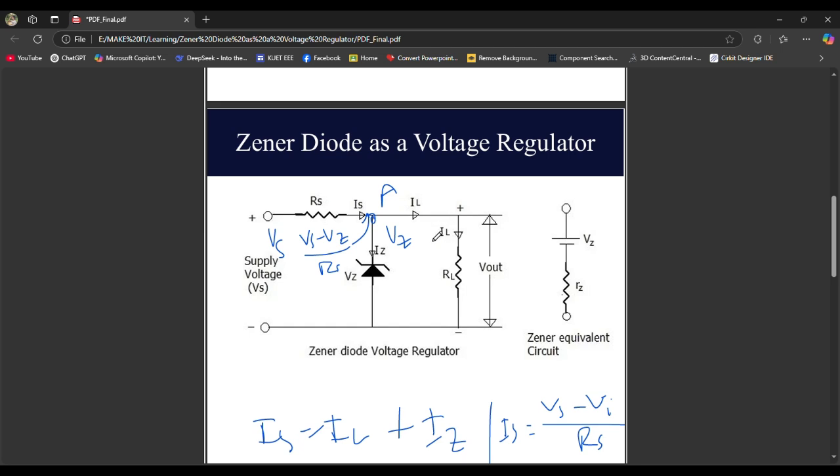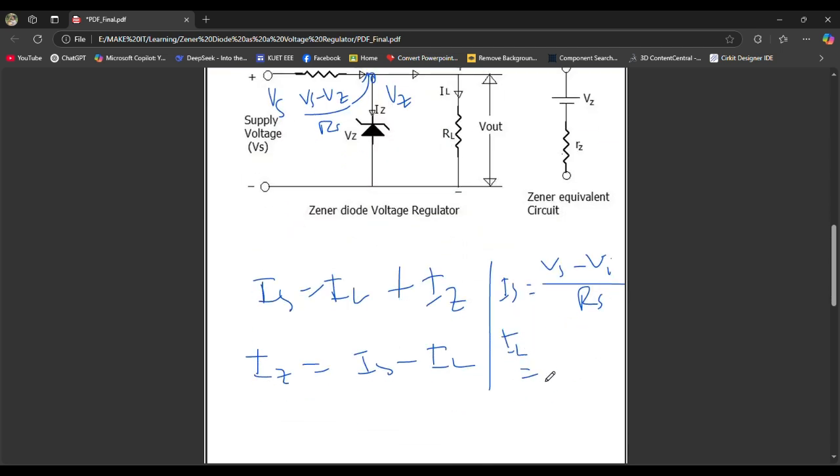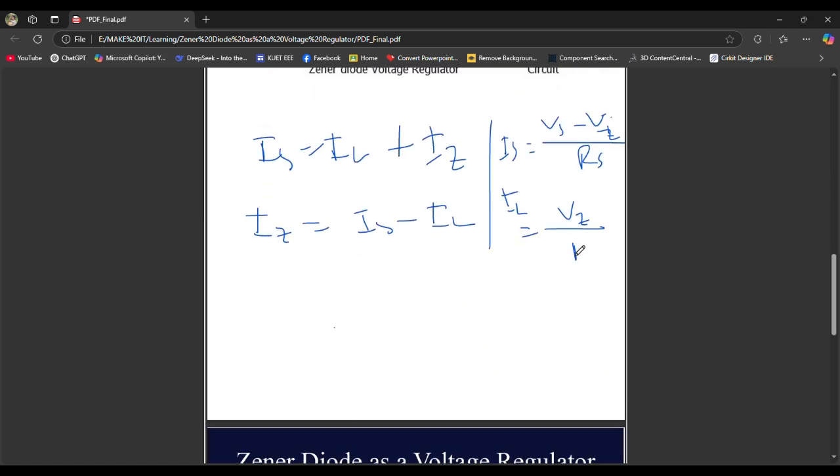And what is IL? IL is simply the voltage across this load resistance divided by this resistance. So IL is equal to Vz, sorry, here I have to say Vz, Vz divided by RL. So we have to put these two values in this equation. If I put these two values, then I will have Iz is equal to Vs minus Vz divided by Rs minus Vz divided by RL.